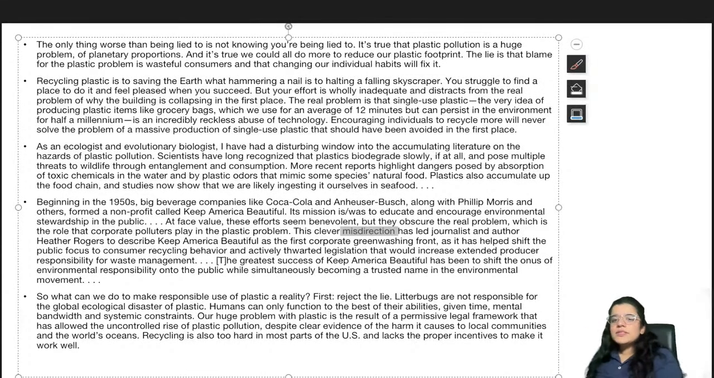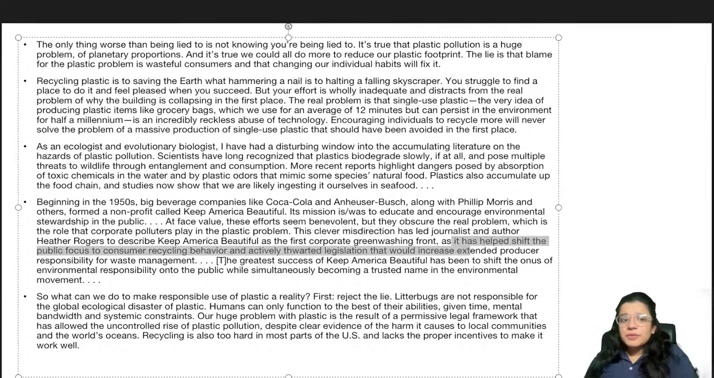Right? And that's why this author and journalist are calling these companies a greenwashing front. A greenwashing front is a company that shows itself as good from the outside, but from the inside, they actually try to deceive people by distracting them from the real problem. Right? So that's why they say, as it has helped shift the public focus to consumer recycling behavior and actively thwarted legislation that would increase extended producer responsibility for waste management.